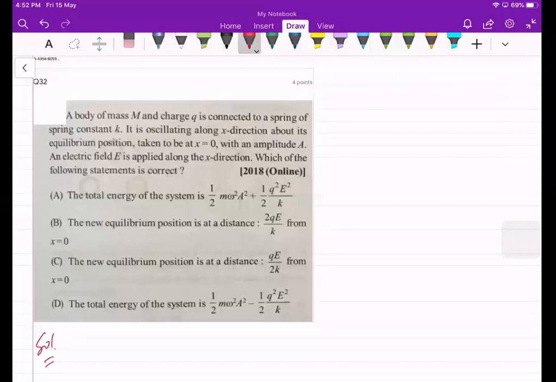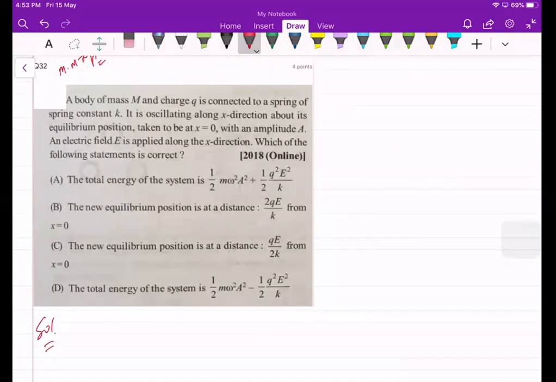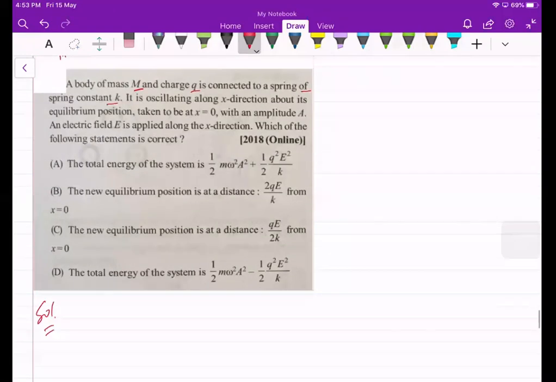So now we will do a very important question here, looking like an SHM question. You will learn a very good thing in this question. So what is the statement we have? A body of mass m and a charge q connected to a spring of spring constant k. So the parameters I am writing just here below, and it is oscillating along the x direction about the equilibrium position taken to be x0 with an amplitude a.